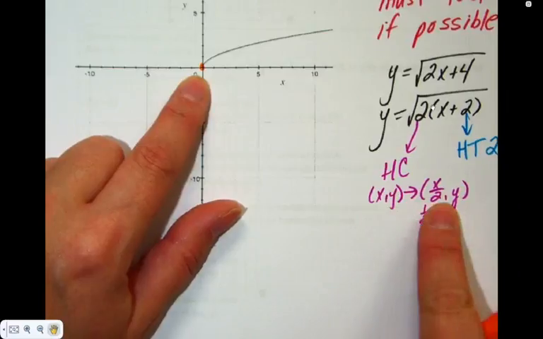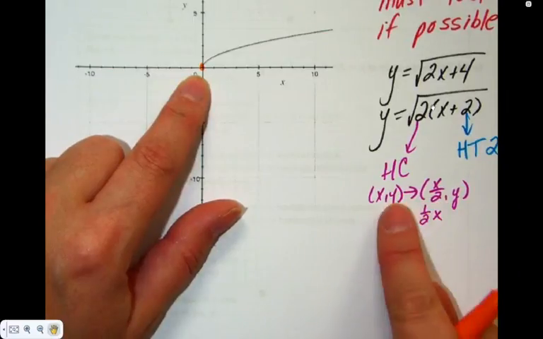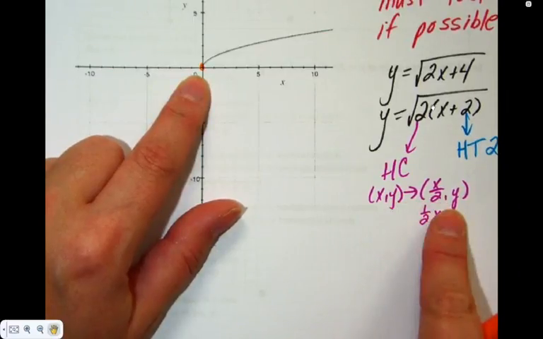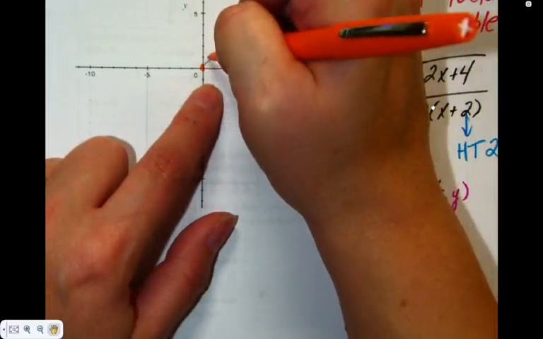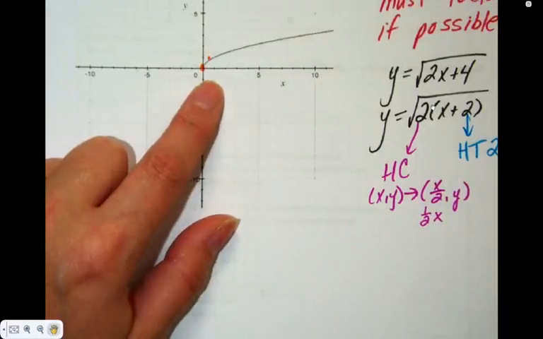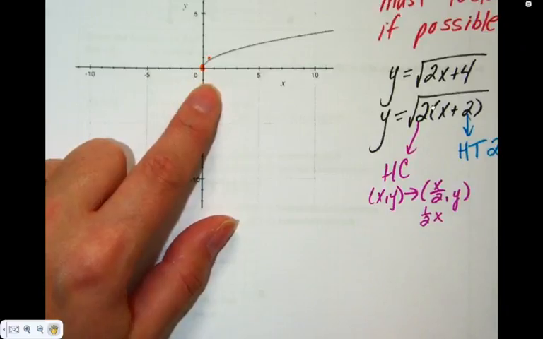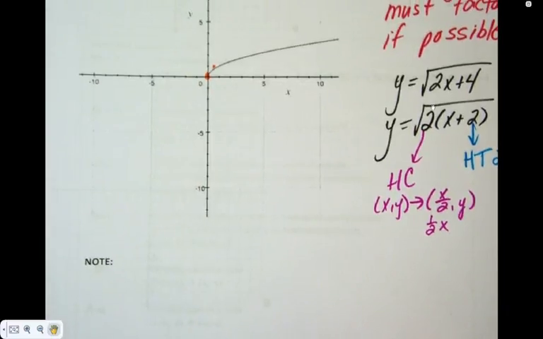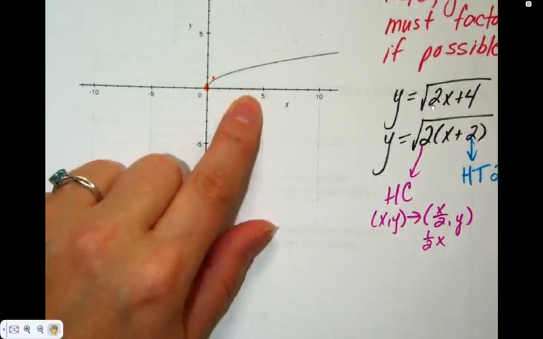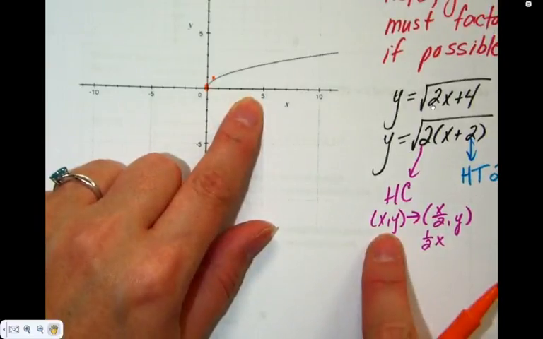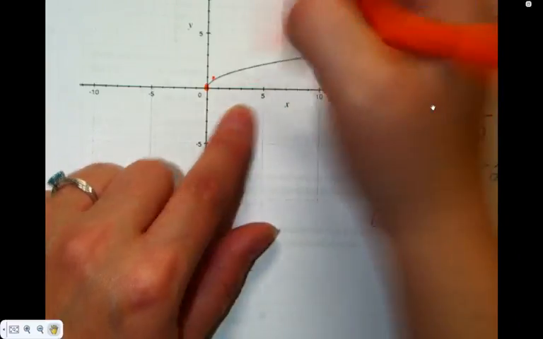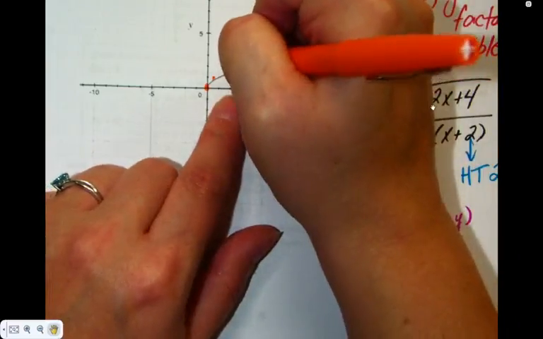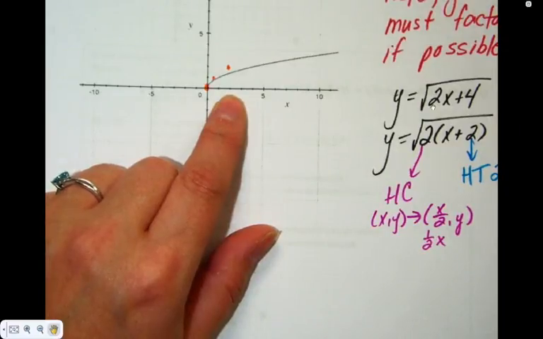1, 1 goes to 0.5, 1, or 1/2, 1. So I'm going to go 1/2 a box over, 1 box up. I'm going to ignore 2, ignore 3. We've talked about before because they're not nice numbers for y. I'm going to go to 4. And the original point 4, 2 goes to 2, 2. That made me laugh. 4, 2 went to 2, 2.